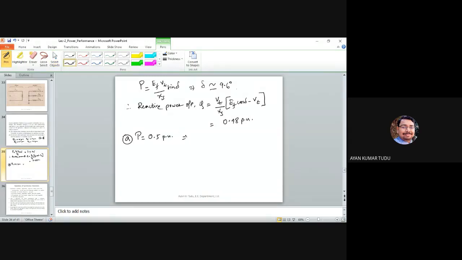So what is the new value of delta then? And similarly, we have to find out the new value of Q also. What is the new value of delta? What is the new value of Q?